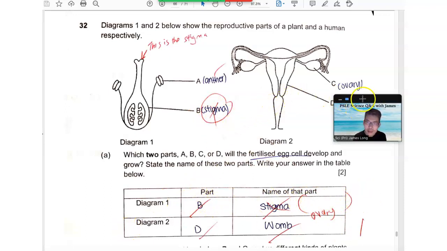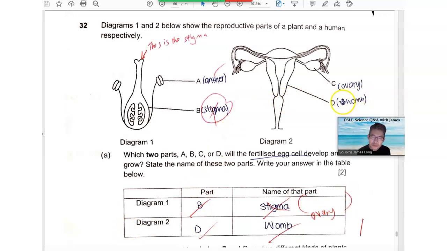Diagram B here, number 2 here. It shows you that part D is the womb. And that's where the fertilized egg will actually develop. Let's move on to the next part of the question now.